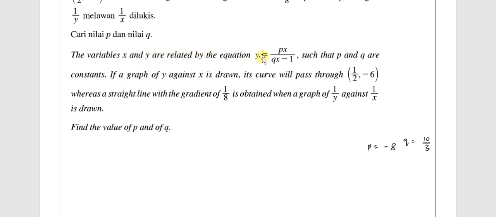The variables x and y are related by this equation such that p and q are constants. If a graph of y against x is drawn, it is a curve, meaning if I draw y against x, it is not a linear graph because you get a curve. And it passes through these points. Whereas a straight line with a gradient of 1 over 8 is obtained when you draw this form. So they give you a linear graph and a non-linear graph and ask you to find the values of p and q.